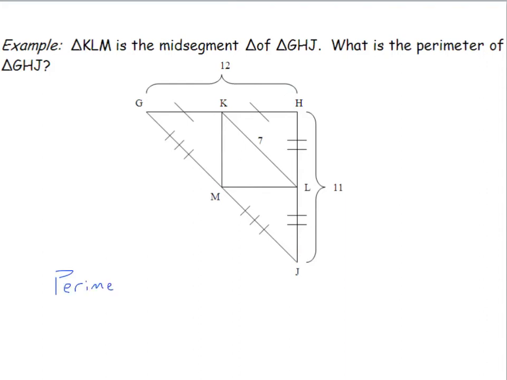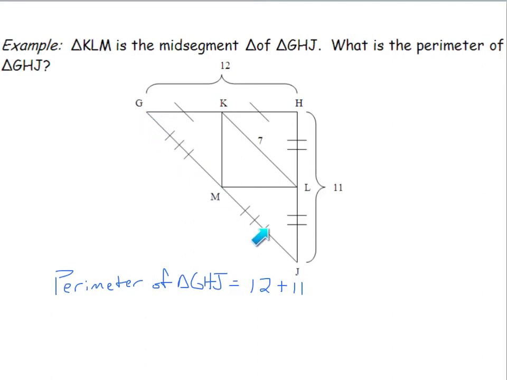So let's talk about this. Perimeter. Let me see if I can write this. Perimeter of triangle GHJ. Well, I would take 12 and add 11 because those are the 2 sides of the triangle that we already know. The one side that is missing is this one right here. So if I'm trying to look for the segment GJ, the side of the triangle, the best thing to do is look for the midsegment.